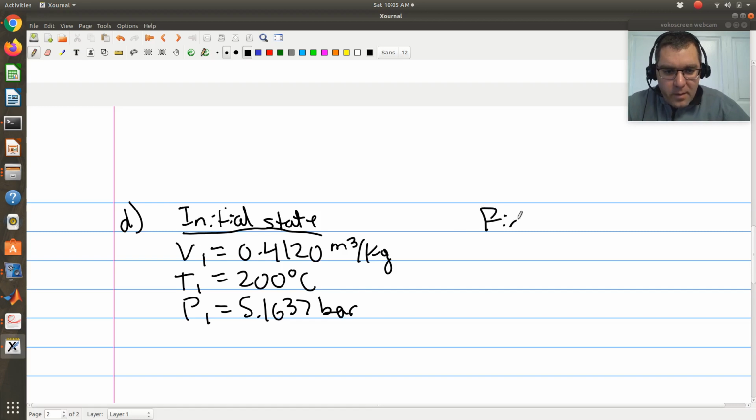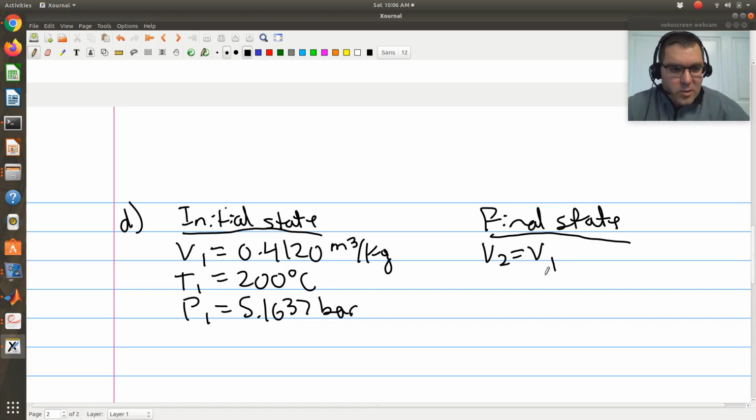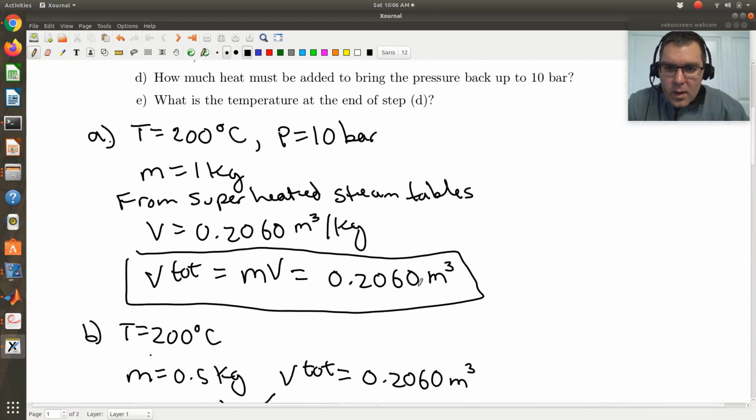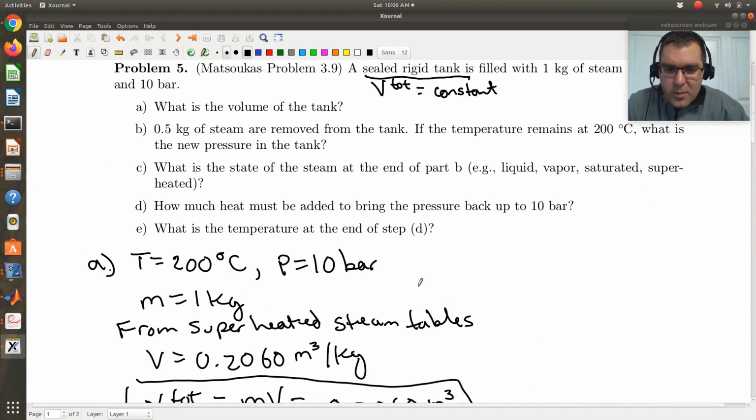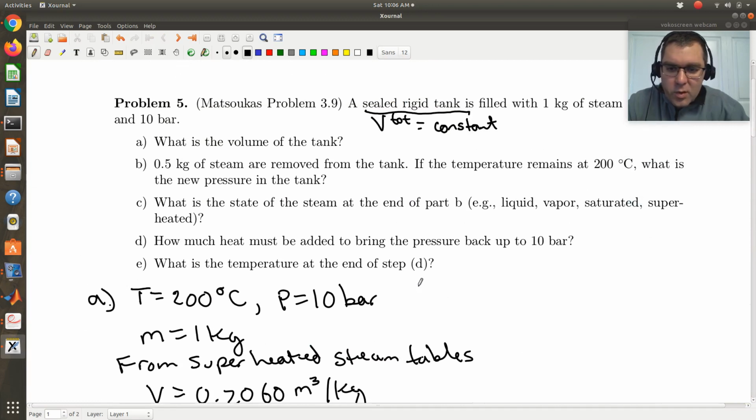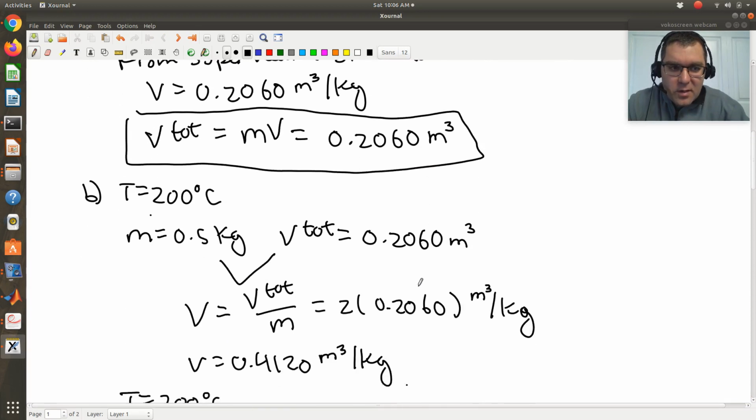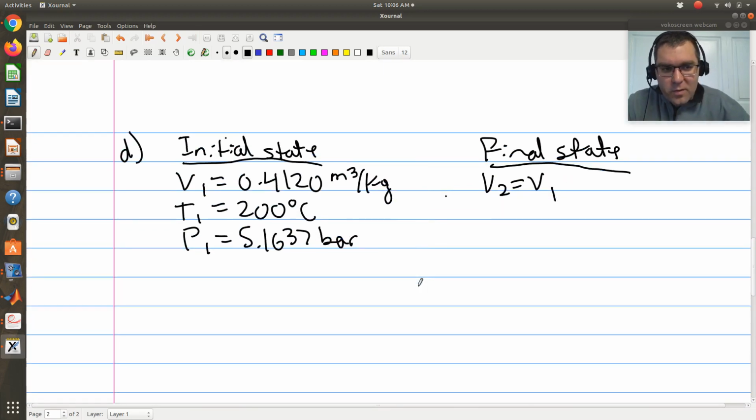Now my final state. In my final state, we have a rigid tank, so you know that the specific volume is going to remain unchanged since we're not told that we're removing any mass in this case. And are we told anything else? How much heat must be added to bring the pressure back up to 10 bars? And then we're asked what's the temperature in that state D as well. So we know the specific volume is the same, and we know that the pressure is equal to 10 bar. So again, in our final state, we have two intensive properties, so we know the state of my system is fixed. Okay, so we have enough information to solve the problem.